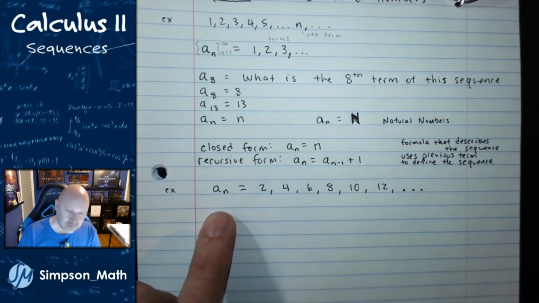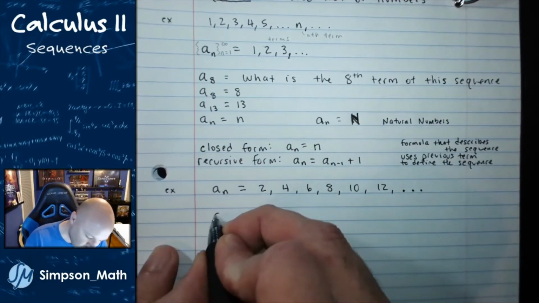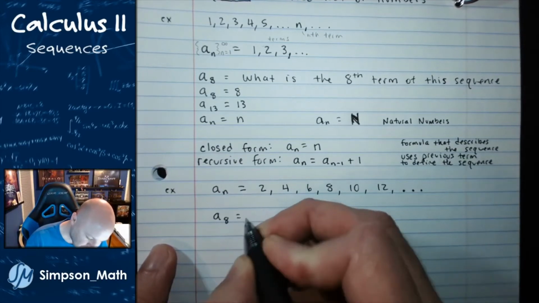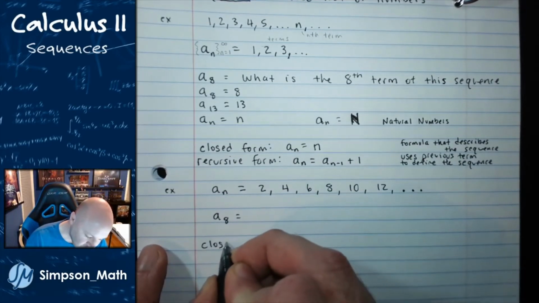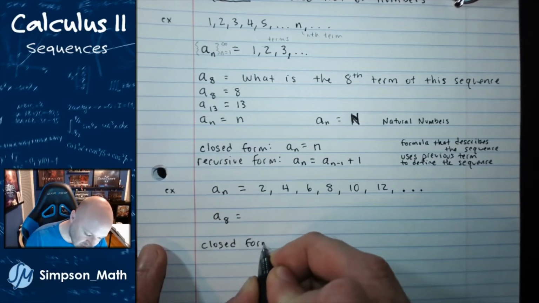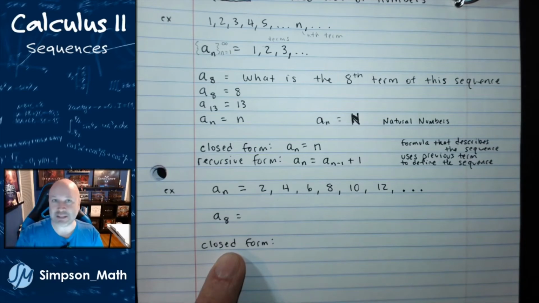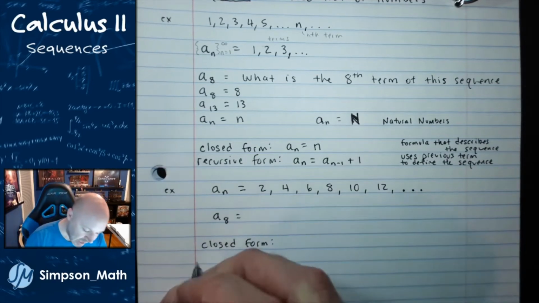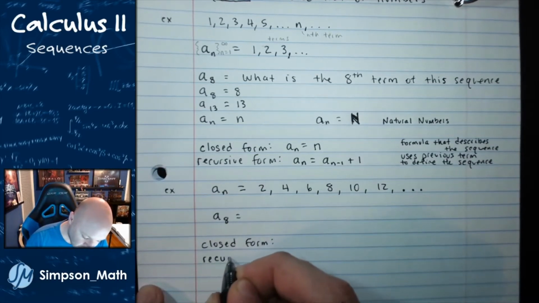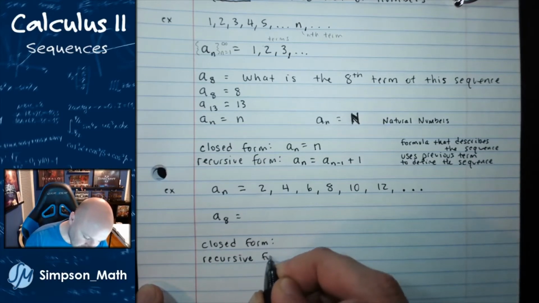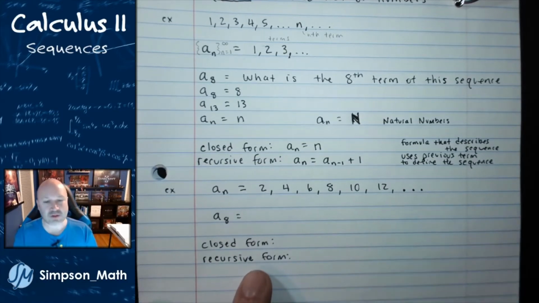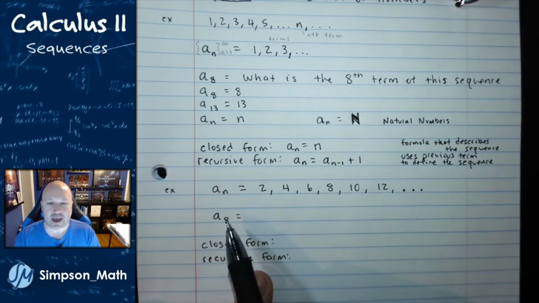So let's just ask those same questions. What is a sub 8? What is a closed form of this sequence? That is, can I come up with a formula that will give me any term that I'm looking for, and then a recursive form. That is, supposedly it's an easier way to define the sequence. All right, so the a sub 8.